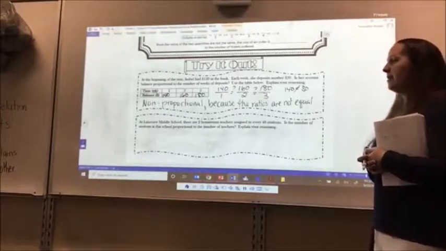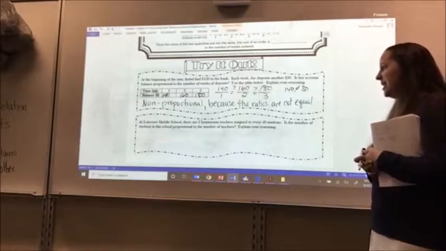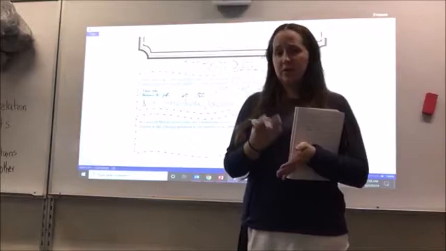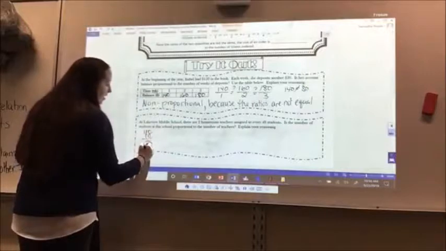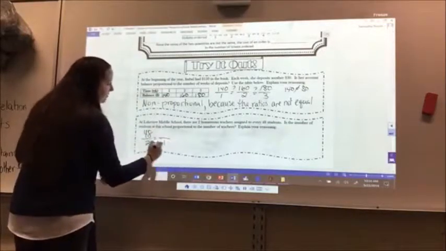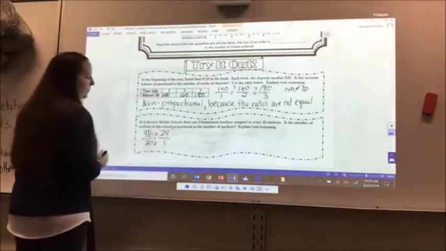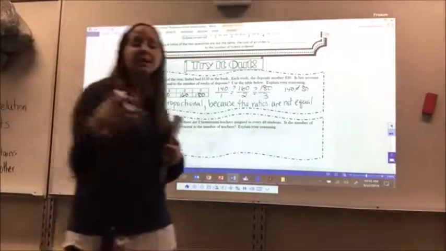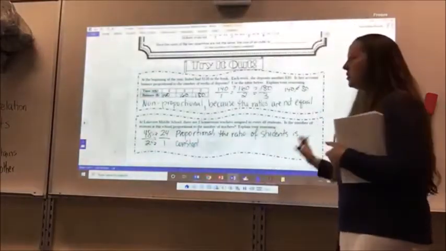My second try problem states, at Lakeview Middle School, there are 2 homeroom teachers assigned to every 48 students. Is the number of students at the school proportional to the number of teachers? Explain your reasoning. What I'm given is 48 students to 2 teachers. So my proportion is 48 over 2. This simplifies, if I divide both of these by 2, to 24. This tells me that it is a proportional relationship because each teacher is responsible for 24 students. So it's proportional because the ratio of students is constant.